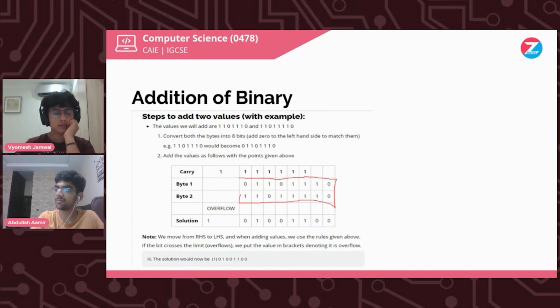The upper part is the carry, which we'll be going through right now. So if we had 0 and a 0, we get 0, as I said. When we have 1 and a 1, we get a 0, and 1 goes as a carry.